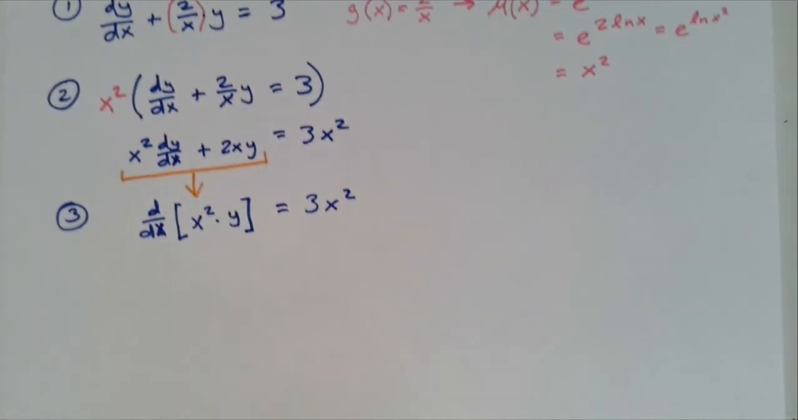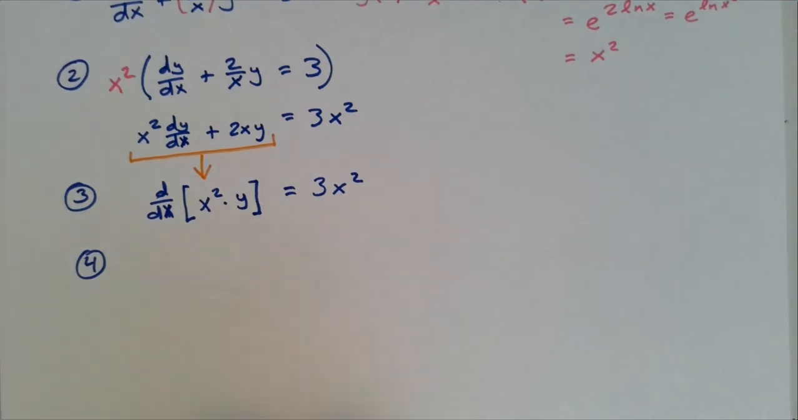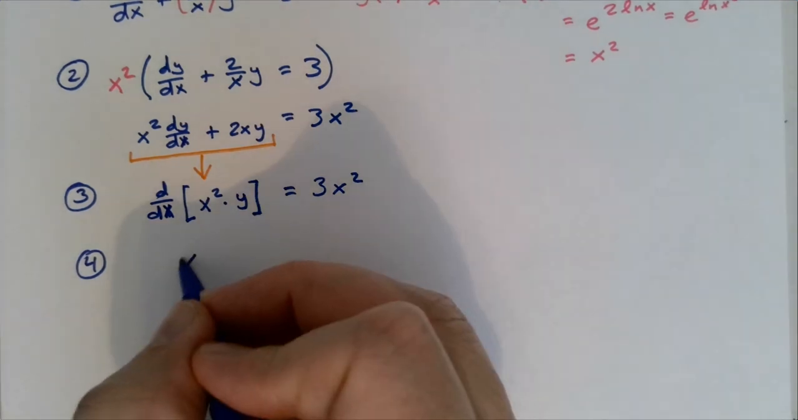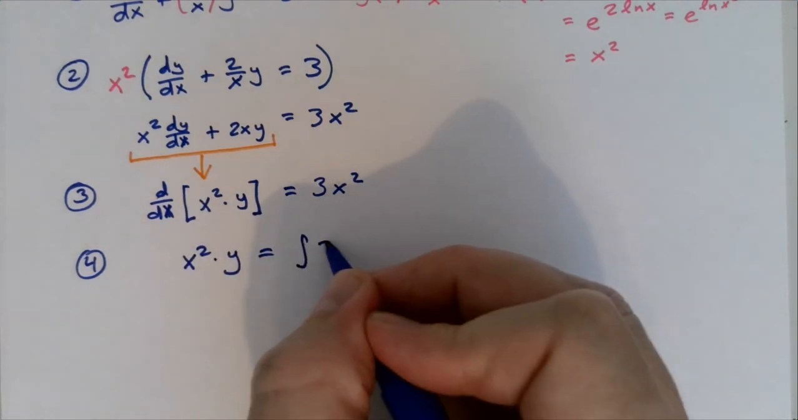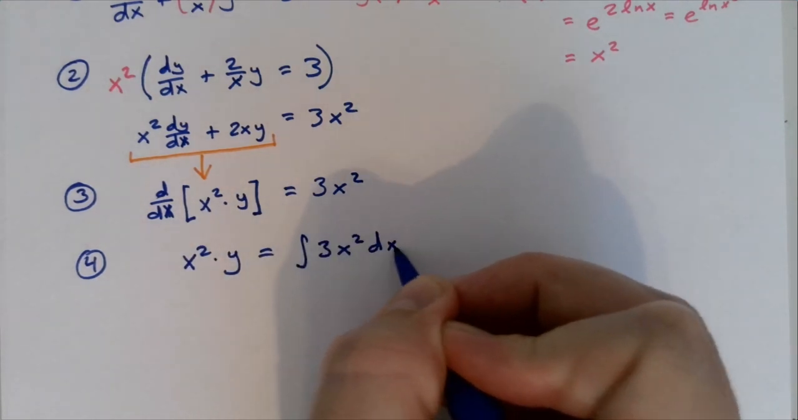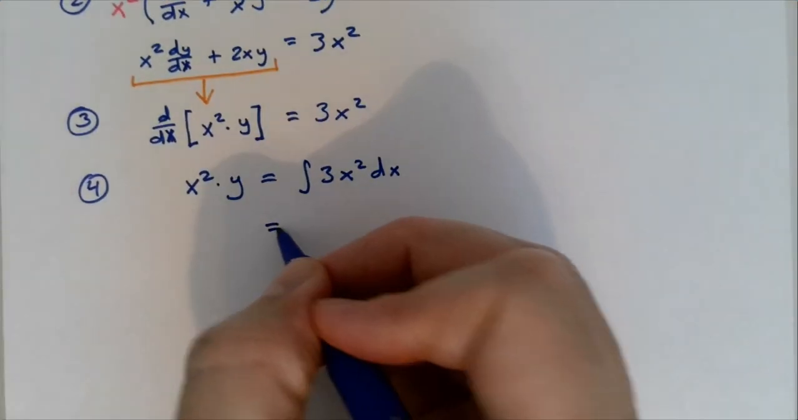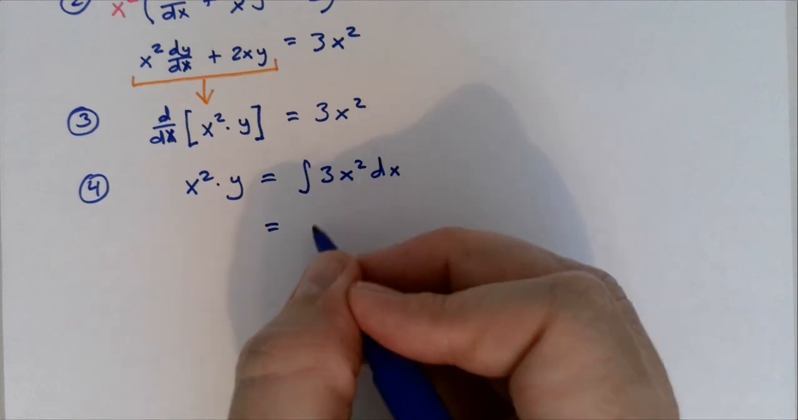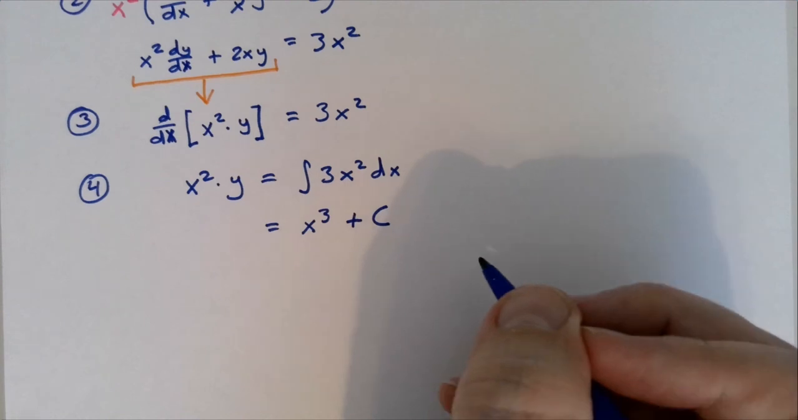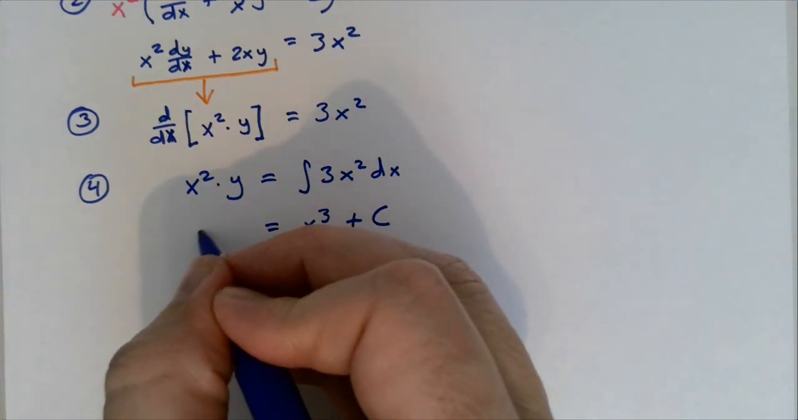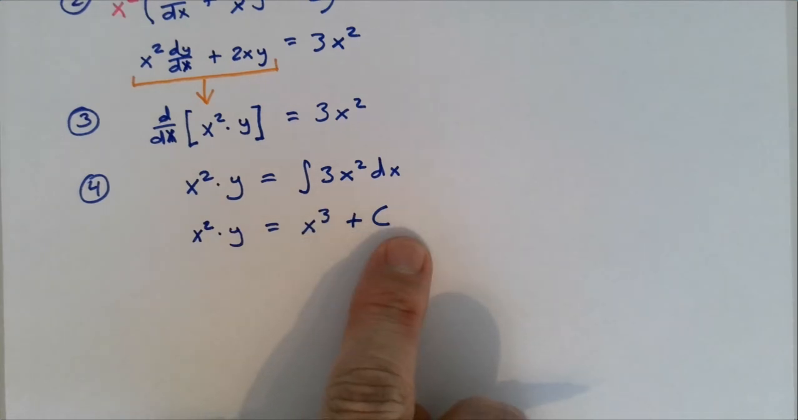And now that I've got that sorted out, I can use my integration powers. When I integrate this side, it's just x squared times y. And the other side is now going to be the integral of 3x squared dx. Not a terribly tricky integral. This is the same thing as x cubed. And I'm going to put all my constants in one basket here. And now I've got x squared times y equals x cubed plus a constant.